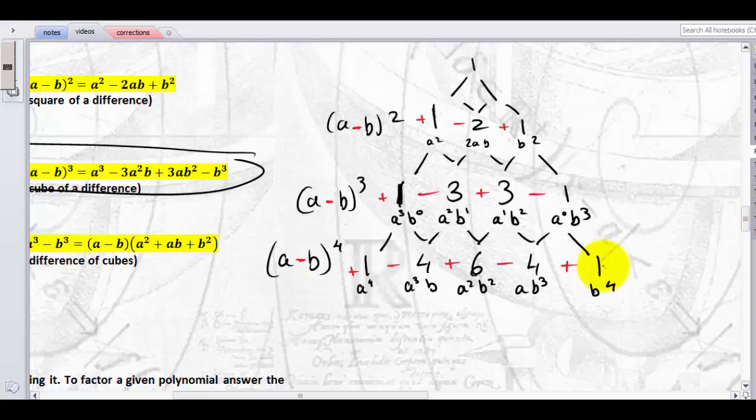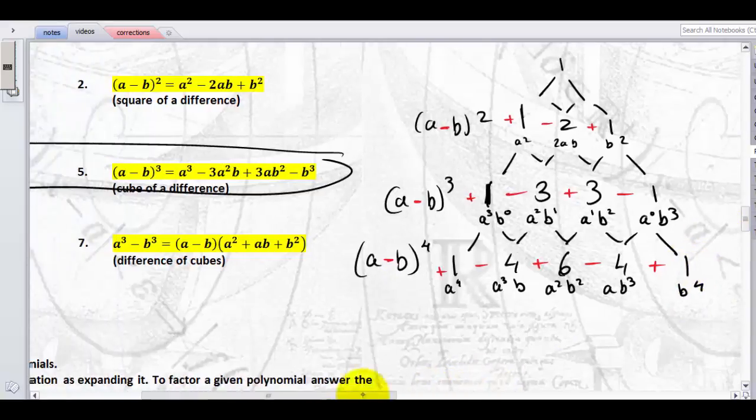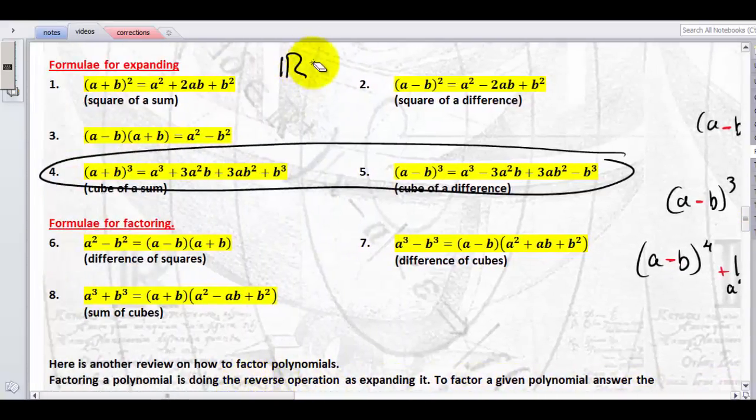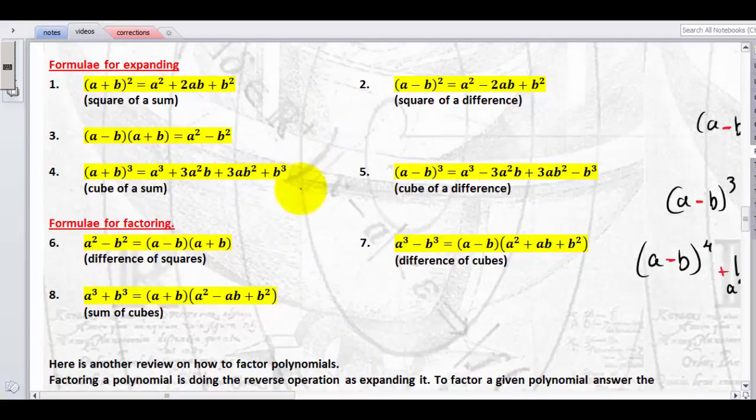It may take you a while, but you can expand anything you want, okay? So don't confuse again expanding and factoring. Let's go over some examples now.